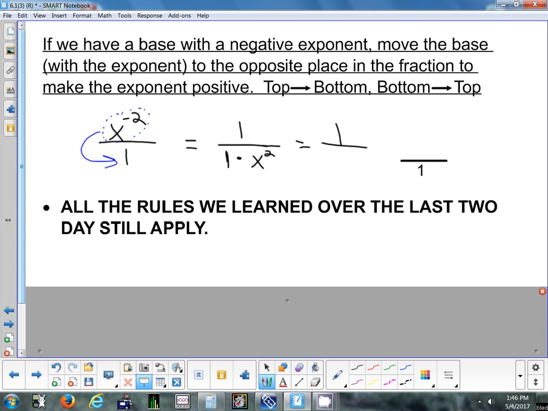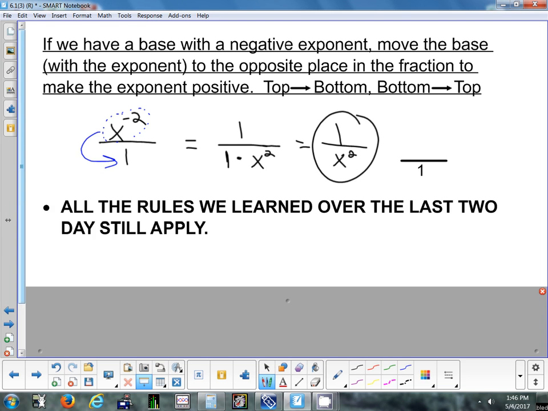What's 1 times x squared? X squared. So what we started with and what I just circled, exactly the same thing. Okay, and we're gonna try a couple more of those. But all the rules that you learned already still apply.